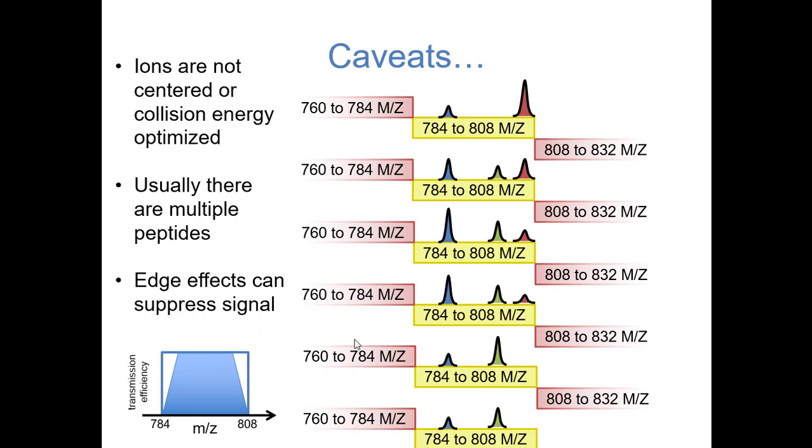One way to deal with that is to effectively widen the windows here. But it's definitely important to know that, depending on the make of your instrument, you might have different transmission efficiency problems depending on the instrument type. We'll talk about that a little bit later.